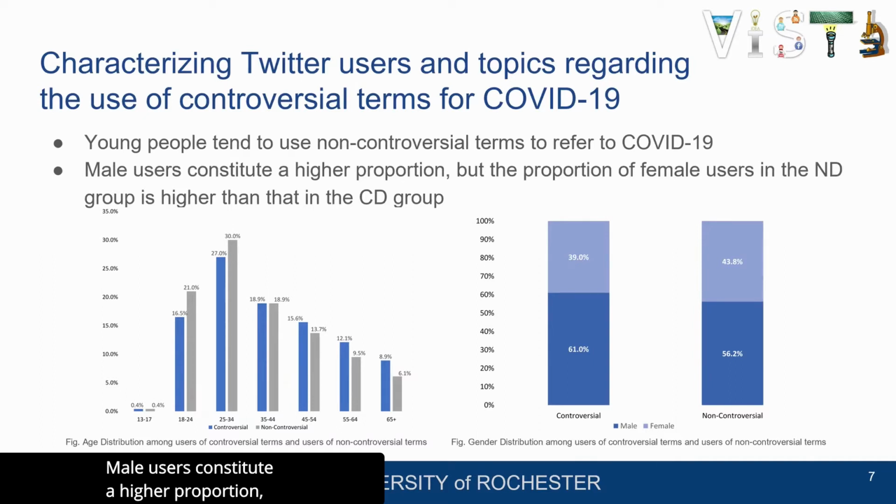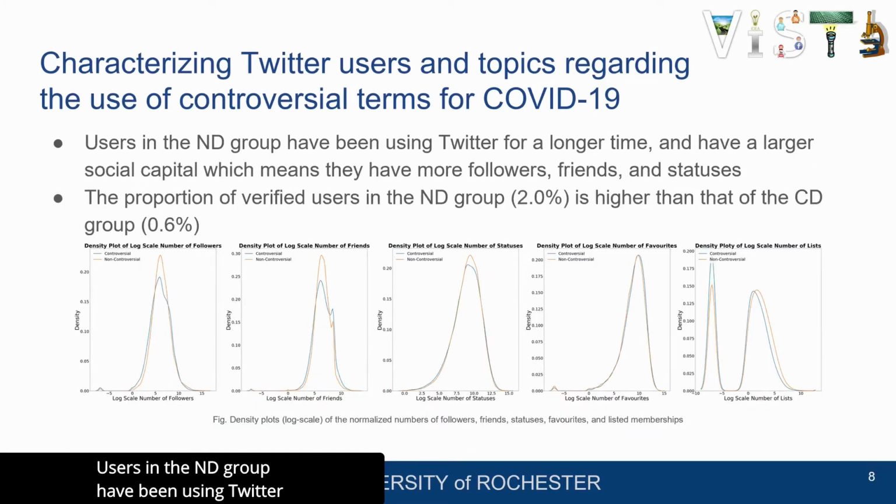Male users constitute a higher proportion, but the proportion of female users in the ND group is higher than that in the CD group. Users in the ND group have been using Twitter for a longer time and have a larger social capital, which means they have more followers, friends, and statuses. The proportion of verified users in the ND group is higher than that of the CD group.